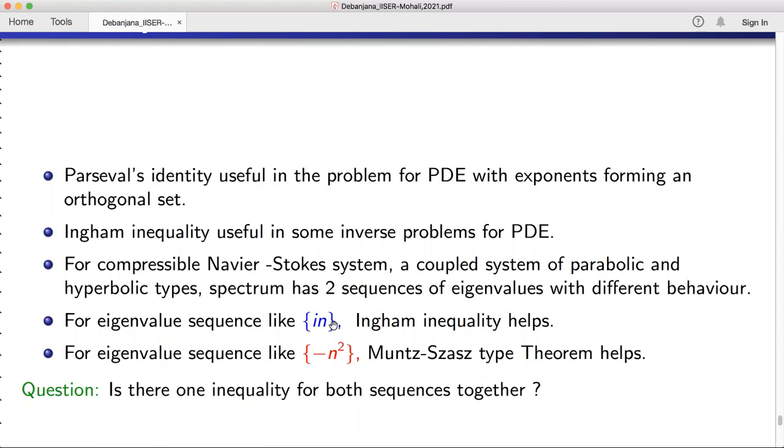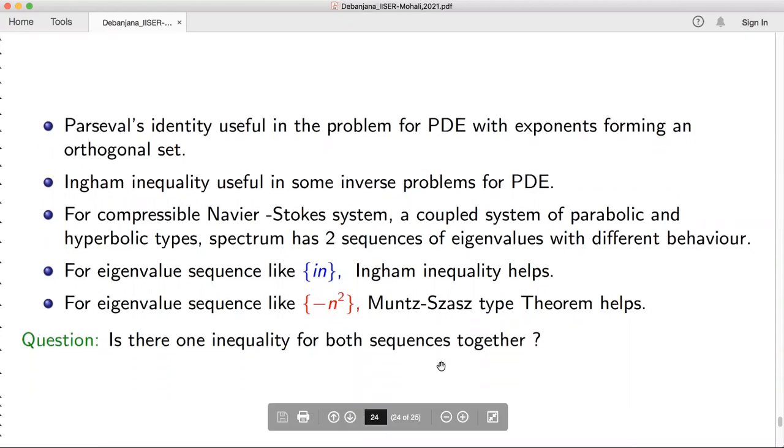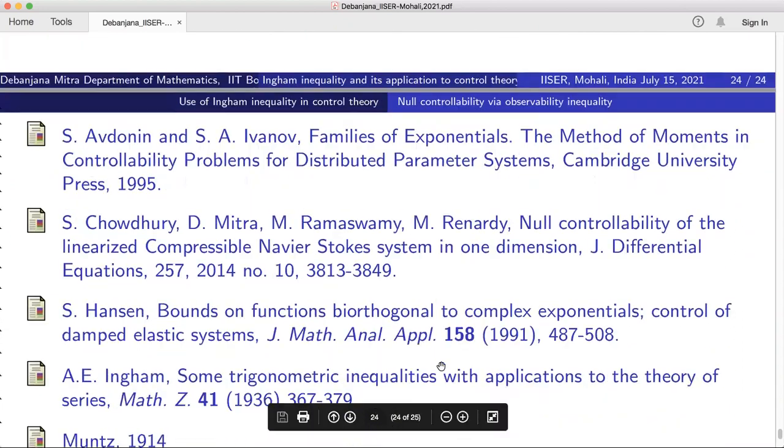And these two I also summarize: for the wave type of PDE, when you have eigenvalues like i n, then Ingham inequality is used, and that is mostly for the hyperbolic type of PDE. Whereas in the other case, like the heat equation, for example, when you have eigenvalues like minus n square, then you use Moon-Shor's type of theorem, so mostly for parabolic type of PDEs.